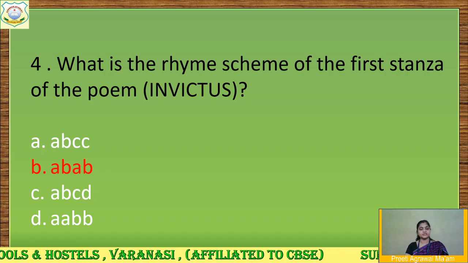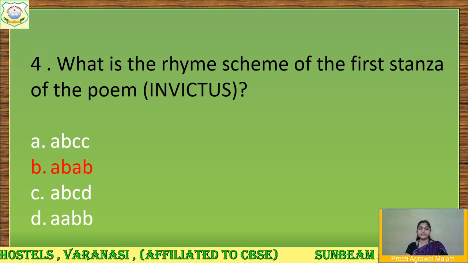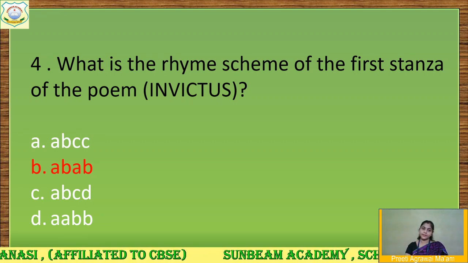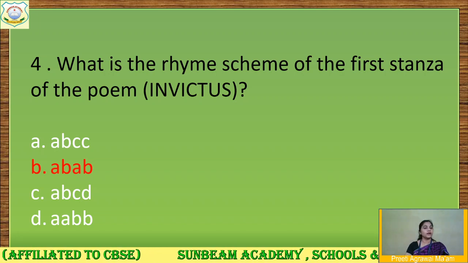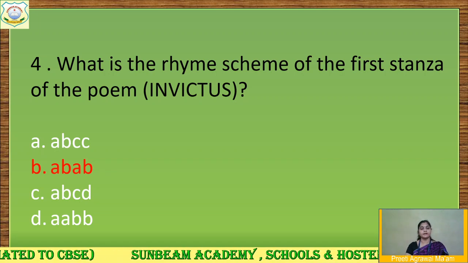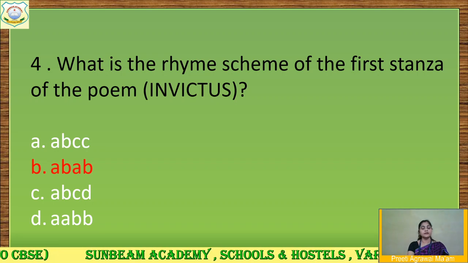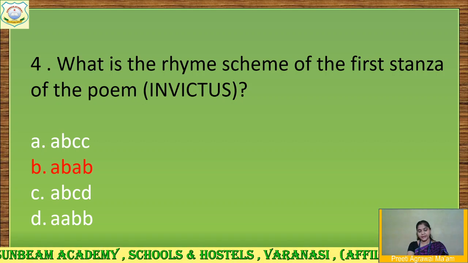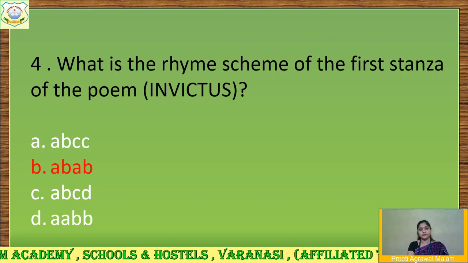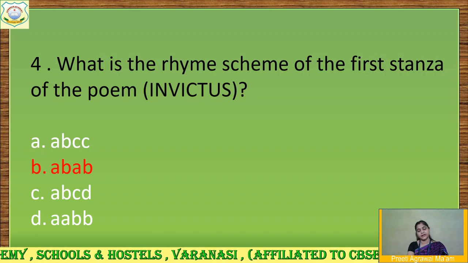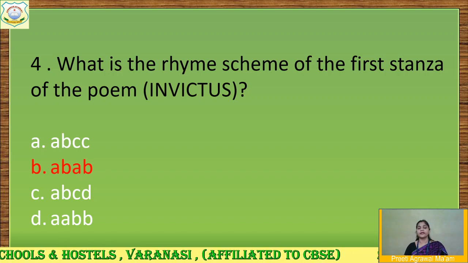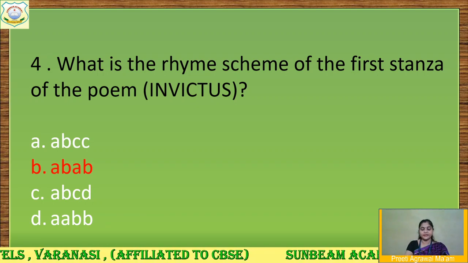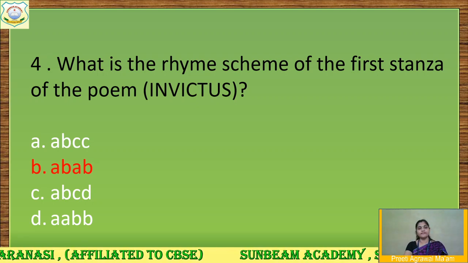M-E, me, the first line's last word. Me is rhyming with B-E-B. And pole is rhyming with soul. Pole is written in the second line and soul is written in the fourth line. And that's why here the rhyme scheme is A, B, A, B. It means A is in the first line, B in the second line, again A in the third line and B in the fourth line. Correct? Right, children.